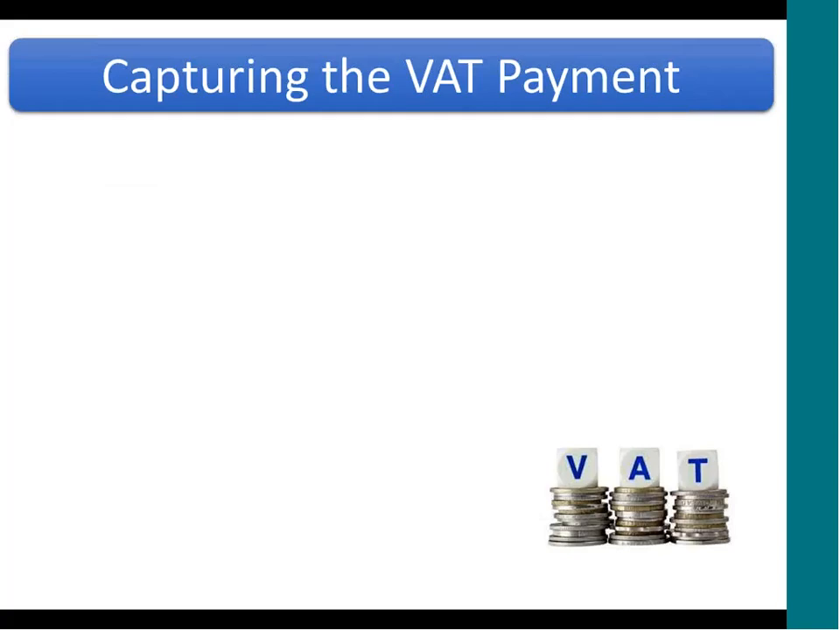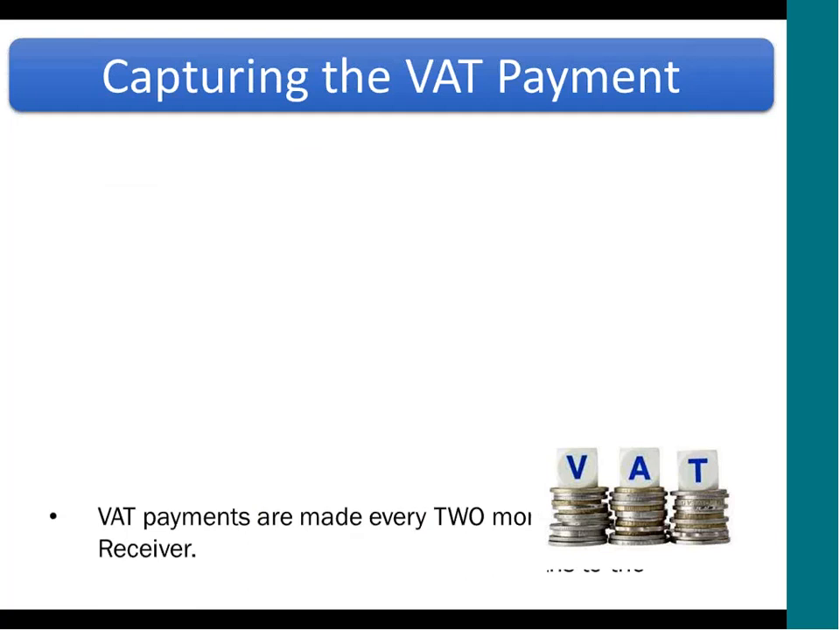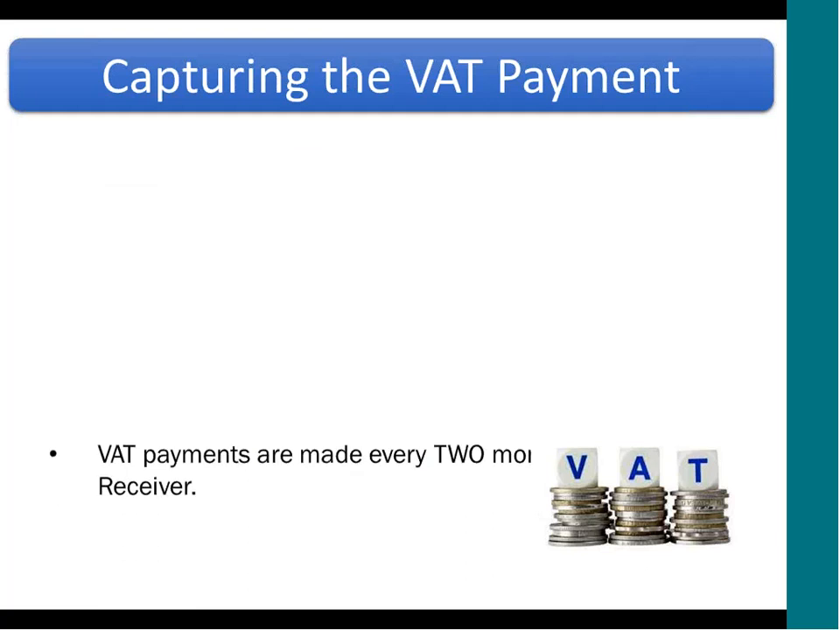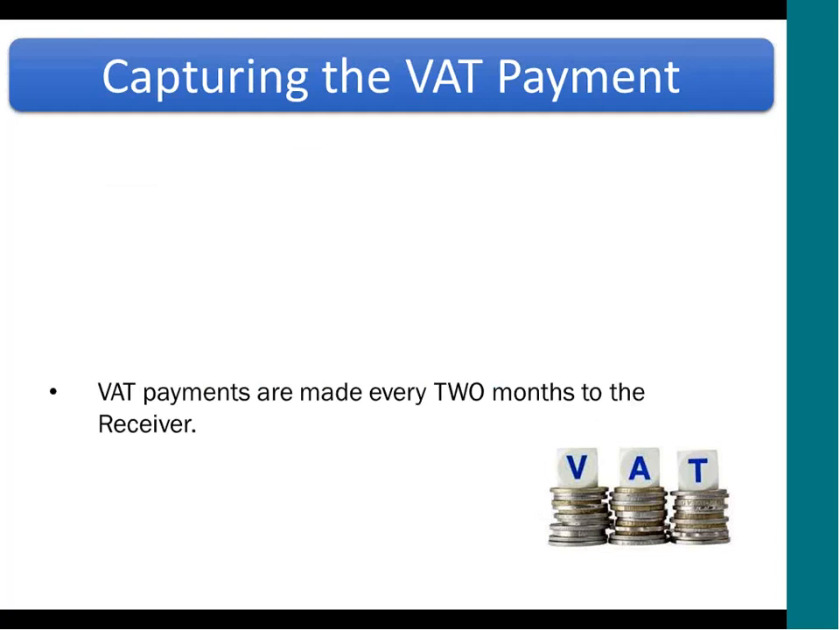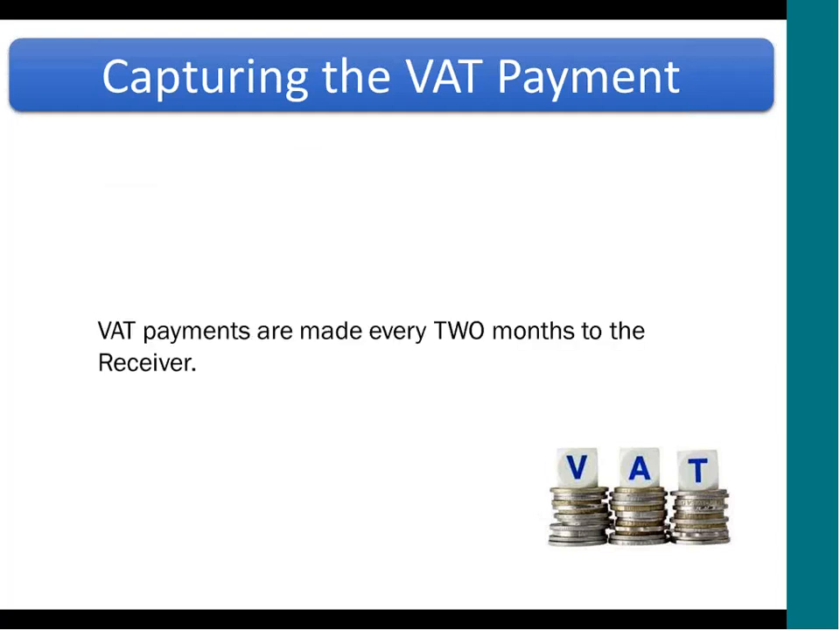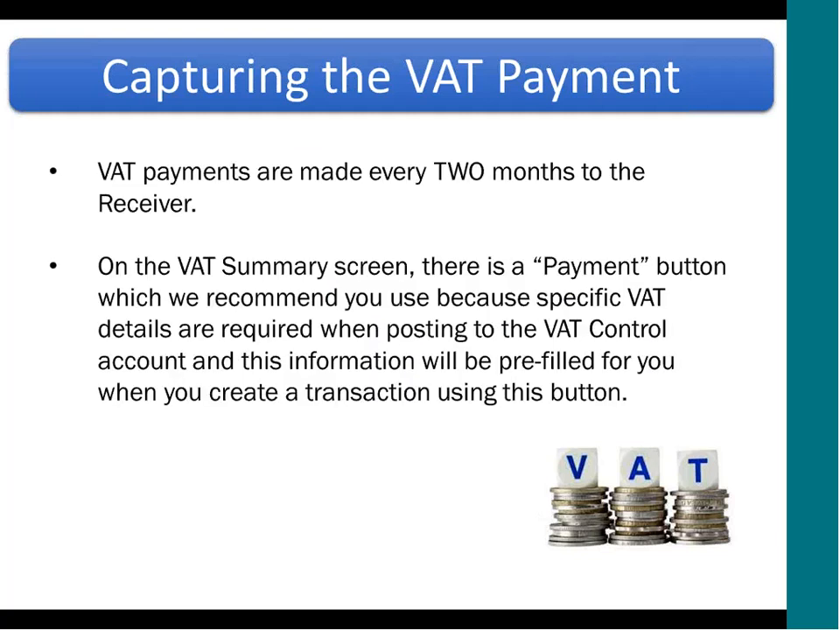Capturing the VAT payment. VAT payments are usually made every 2 months to the receiver of revenue. Some firms do pay on a monthly basis, but the norm is that every 2 months we pay the receiver. On the VAT Summary screen, there is a payment button. We recommend that you use this because there's specific VAT details that have to be filled in when posting to the VAT control account. If you use the VAT Payment button on the VAT Summary screen, this information will be pre-filled for you when you create a transaction. If you go and capture the payment under the Batcher screen, then the information will need to be manually filled in by you.